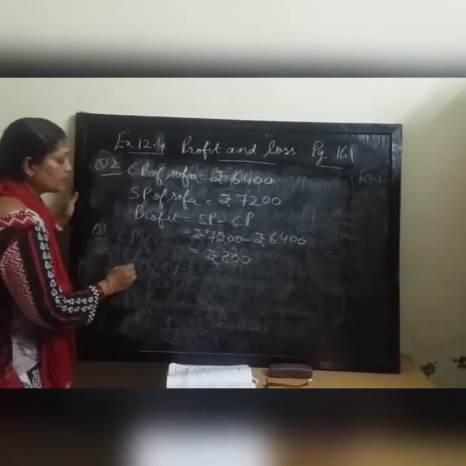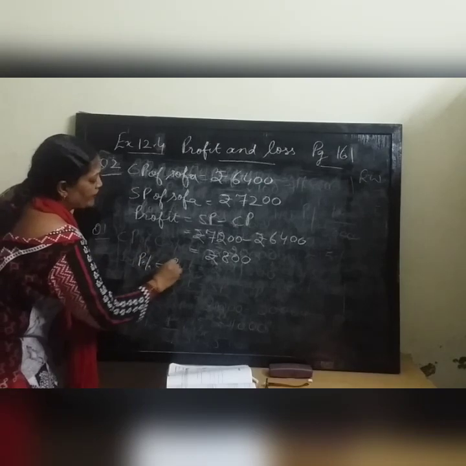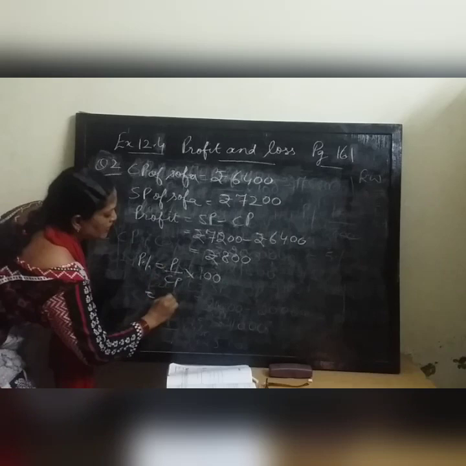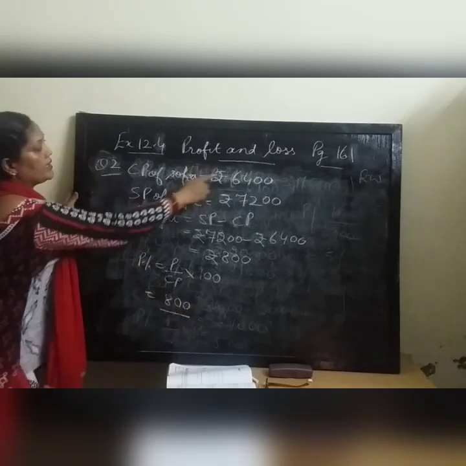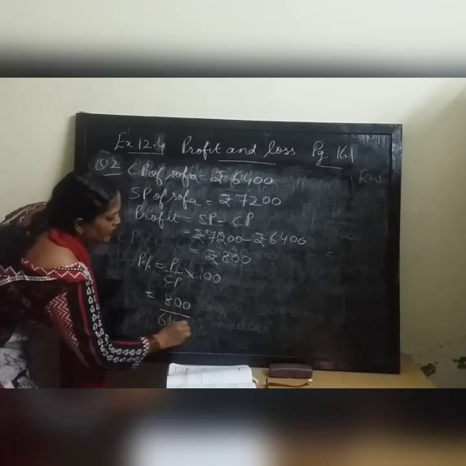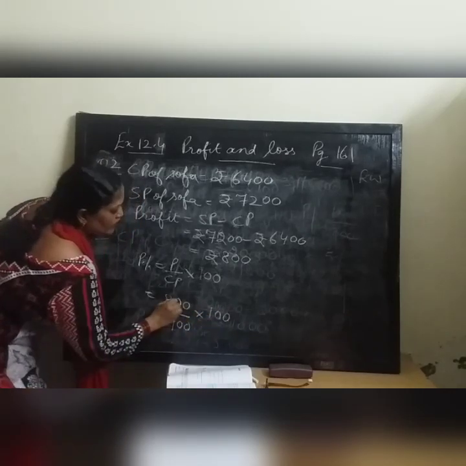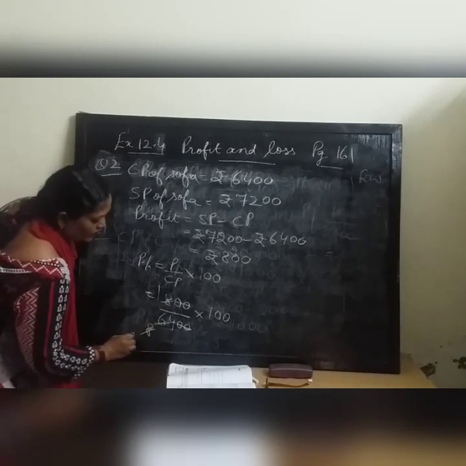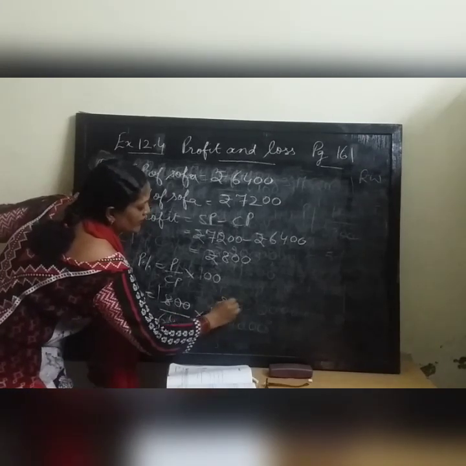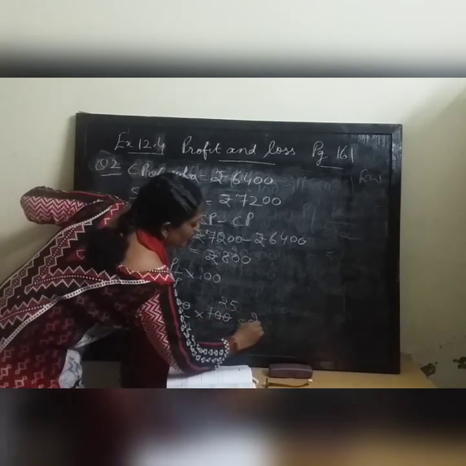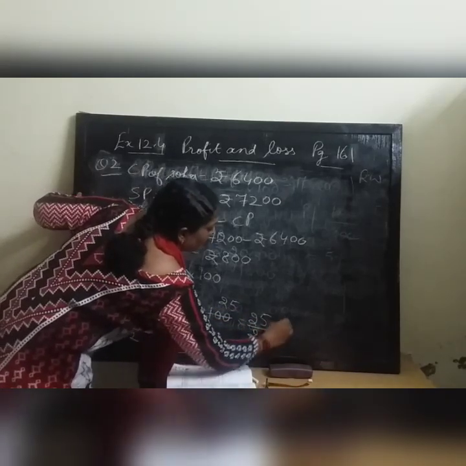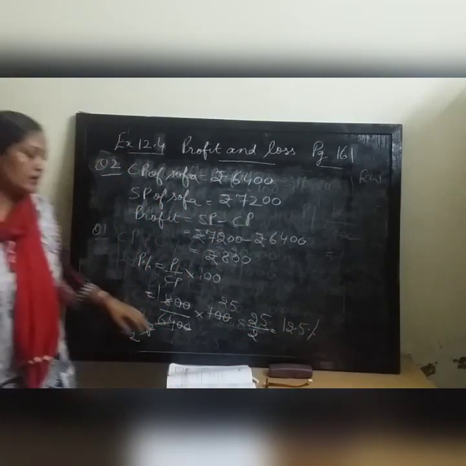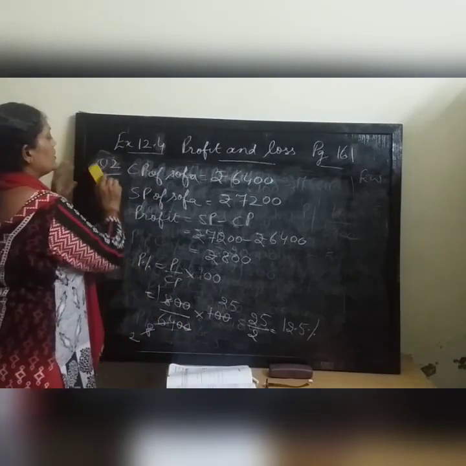Find the profit percent. Profit percent is profit over cost price into 100. What is the profit here? 800. What is the cost price? 6,400. Multiply by 100. 2 zeros, 2 zeros cancel. 8 ones are 8, 8 eights are 64. 4 twos are 8, 20, 4 fives are 20. That is 25 over 2. That is 12.5%. All of you understood this? Yes. Now come to the third question.